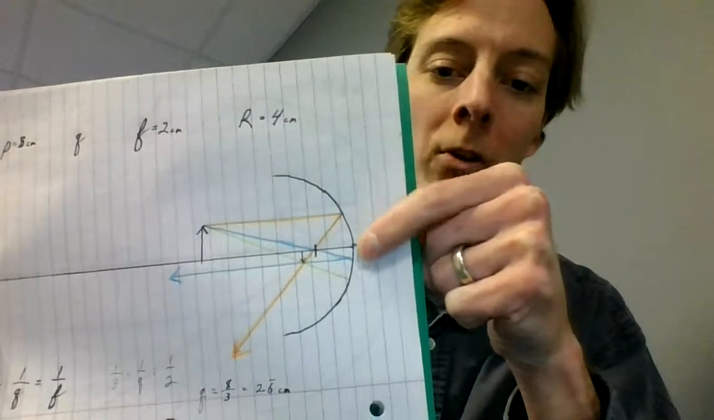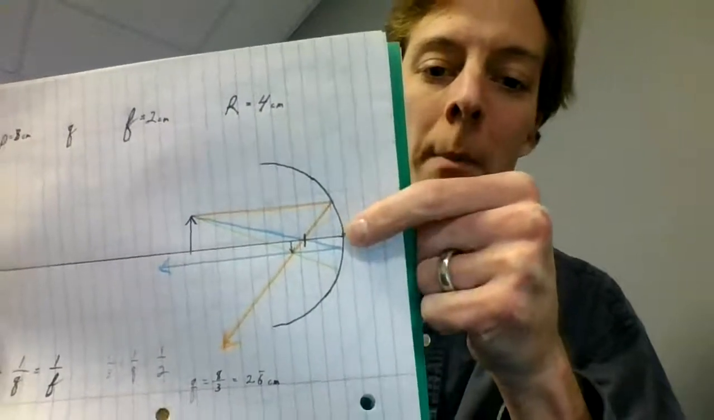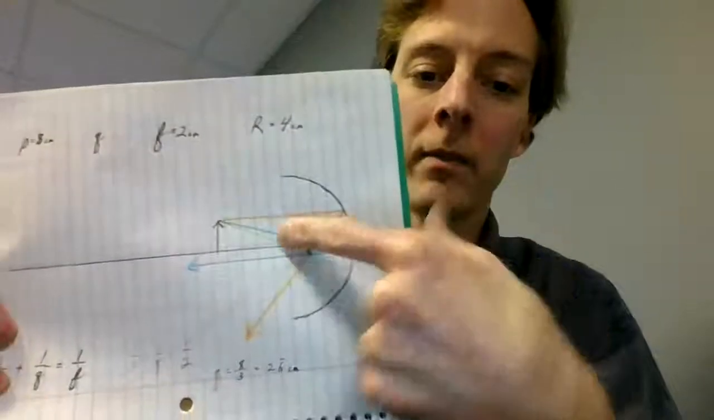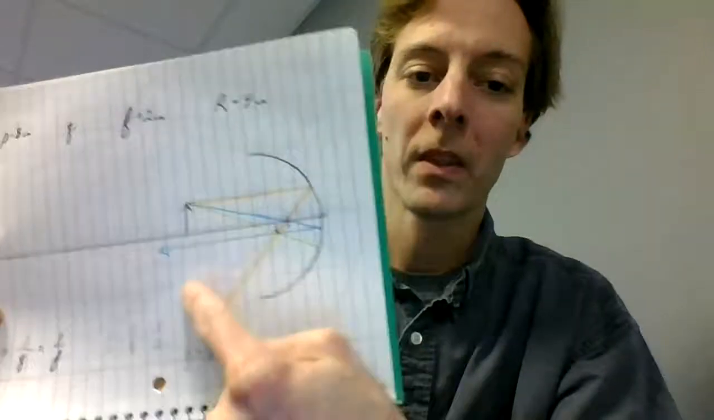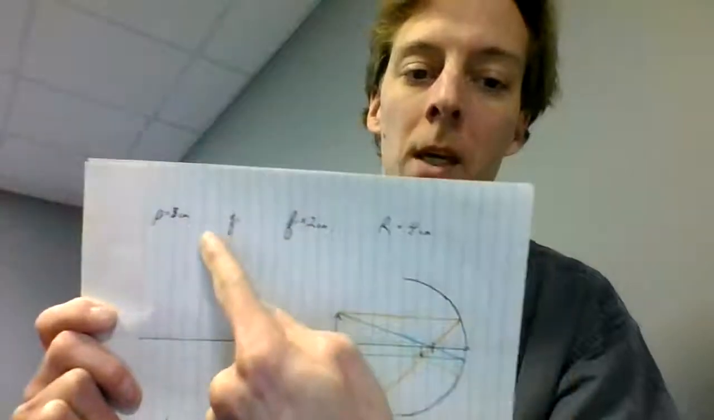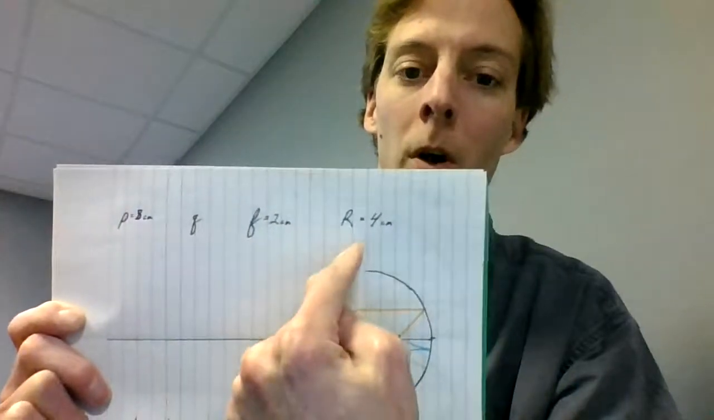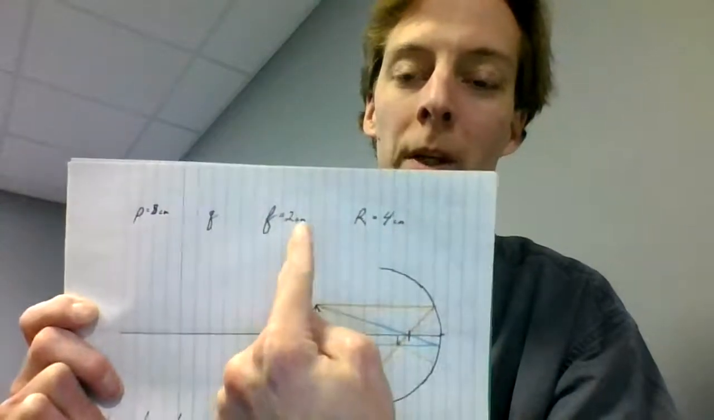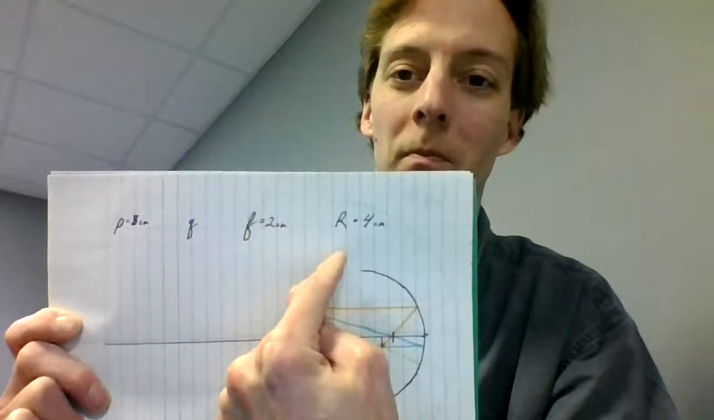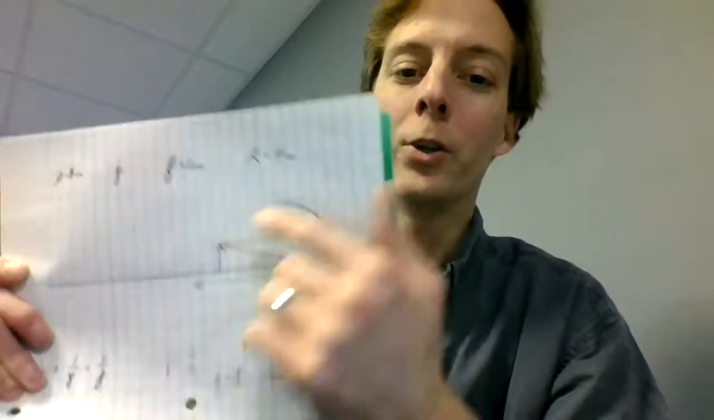Don't measure from up here. It's a curved mirror. You're measuring at different distances. Measure from here, went back 8 centimeters, got it. Okay, that's all you need. You've got P, Q, F, R. Focal length is always half the radius. Everything's good.